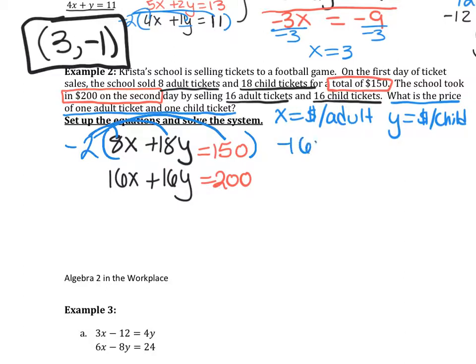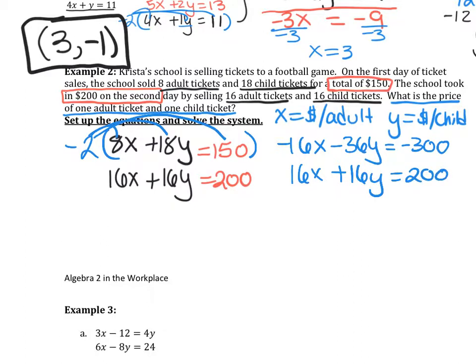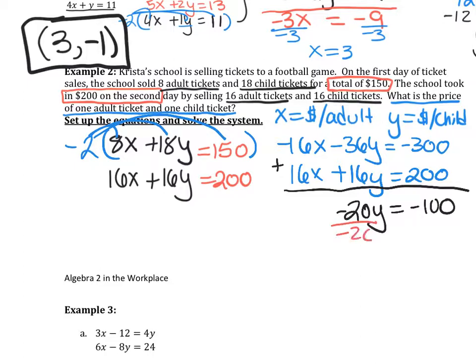Okay, so we'll have negative 16x minus 36y equals negative 300. Then our second equation, we didn't change at all, so just copy it down. 16x plus 16y equals 200. And now we add our equations together. So we'll have a negative 20y, right? Because it's a minus 36y plus 16y. Get a negative 100. Negative, positive 5. Yep. And then negative 300 plus 200 is negative 100. Divide by negative 20.